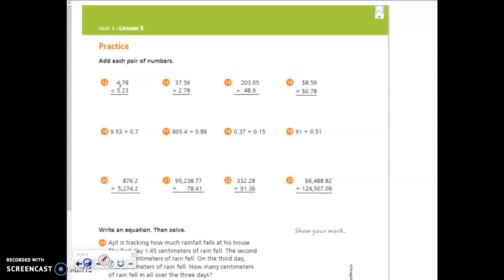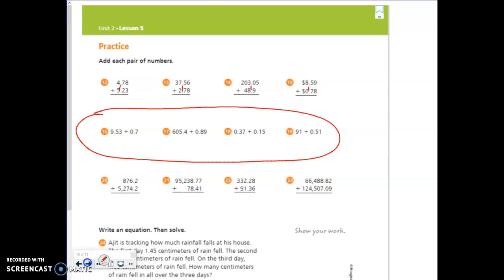So I'm not, again, going to go through a ton of these problems just because I think you guys need to practice and do this on your own. But notice that in those first 4 problems, they have lined up the decimal point for you. All right? And the key here is this middle row, 16 through 19.